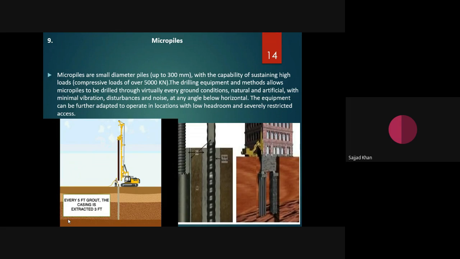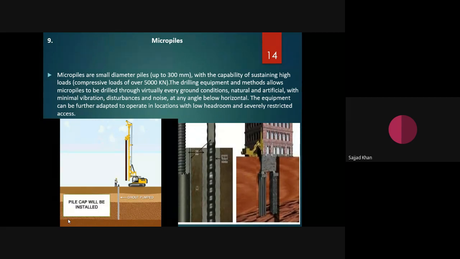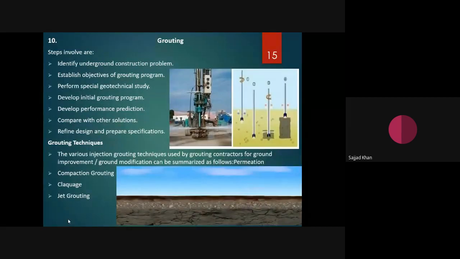Casing is extracted after every 5 feet of grout. And at the end, the final cap is installed. The last method is grouting. For grouting, the following steps are involved.